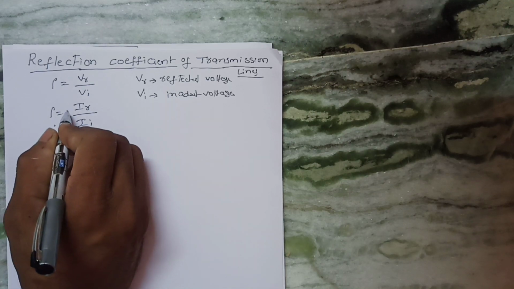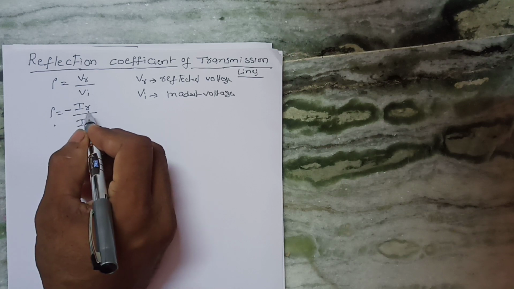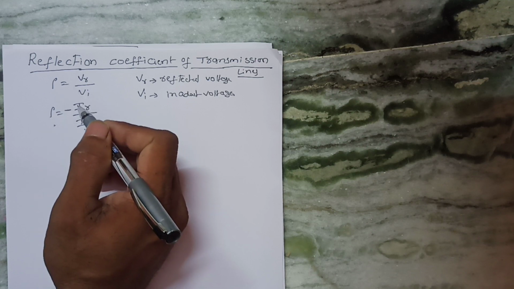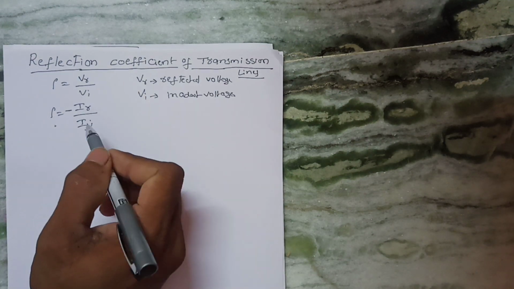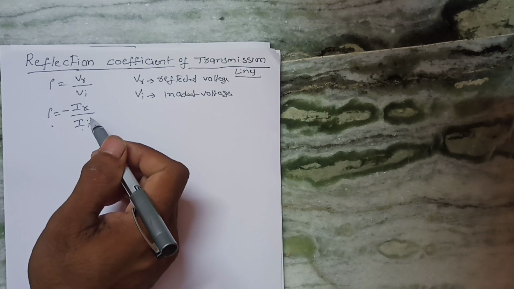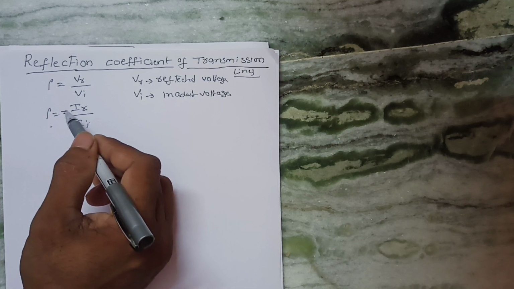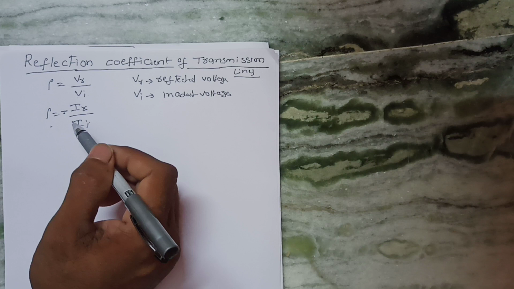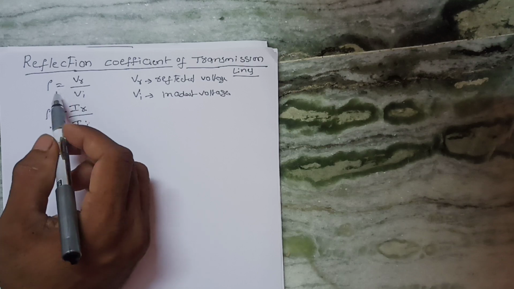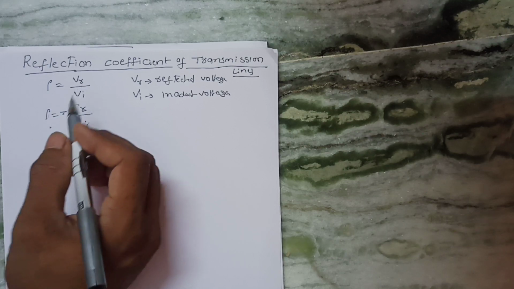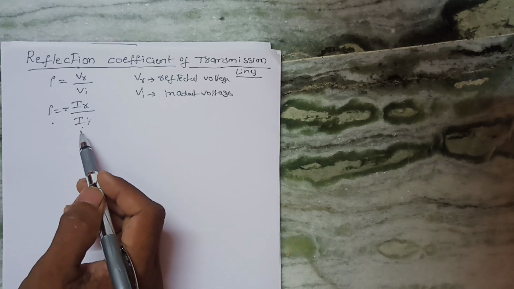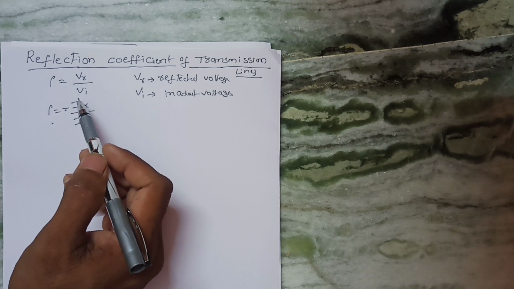Here the current reflection coefficient is negative and the voltage reflection coefficient is positive. The main difference is that the incident current and reflected current are in opposite directions. When the directions are opposite, the minus sign indicates opposite directions in the current. That's why the reflection coefficient of current is negative and the reflection coefficient of voltage is positive. So rho is equal to minus IR by II, and rho is equal to VR by VI.